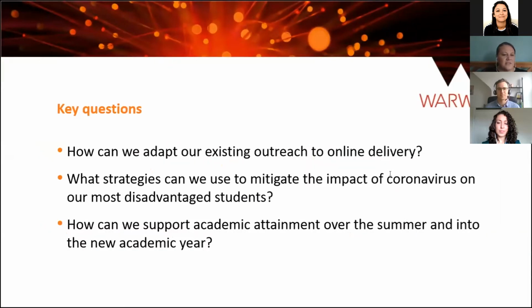Essentially the key questions that we need to ask ourselves are these three. How can we adapt our existing outreach to go online? What strategies can we use to mitigate the impact of the coronavirus pandemic on our most disadvantaged students? We know there's going to be an impact there. What can we do to support them? And then how can we support academic attainment specifically over the summer and into the new academic year? It fits quite nicely within my remit, because one of the key focuses of the Warwick Scholars programme that I run is academic attainment, enabling students to get into Warwick if that's what they want to do, of course.